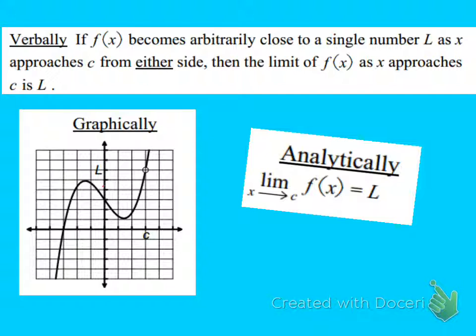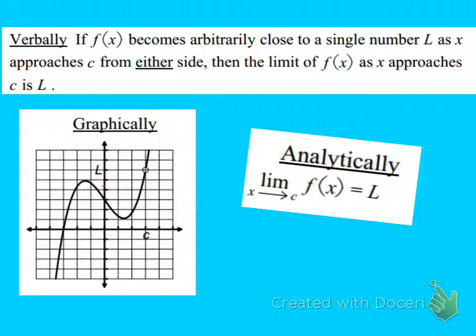There are different ways that we can describe a limit. One way is verbally, another way is graphically, and lastly, analytically. So verbally says, if f of x becomes arbitrarily close to a single number L as x approaches C from either side, then the limit of f of x as x approaches C is L. Well, what does that mean? Let's take a look at this graphically.